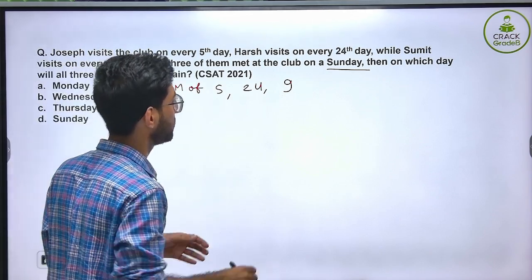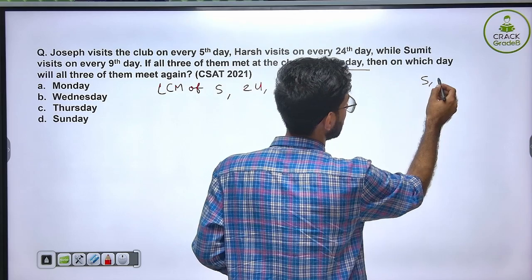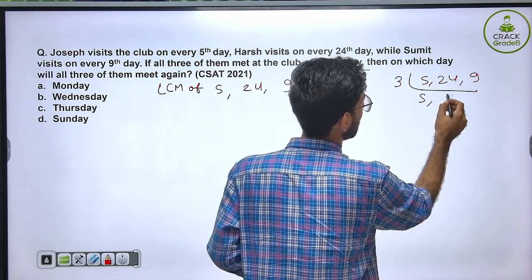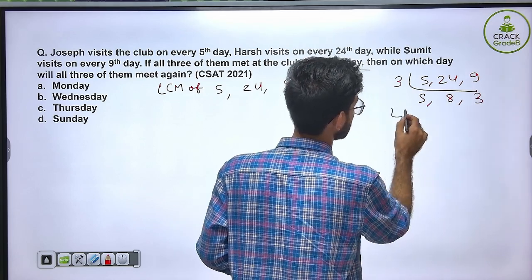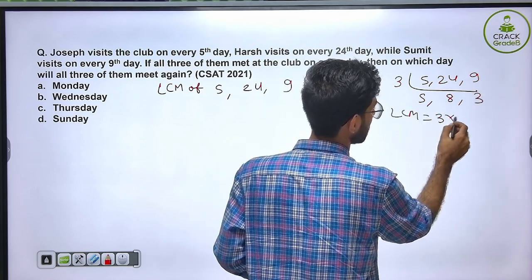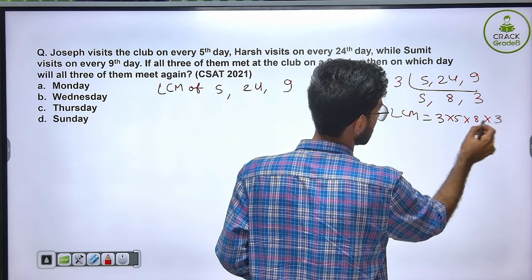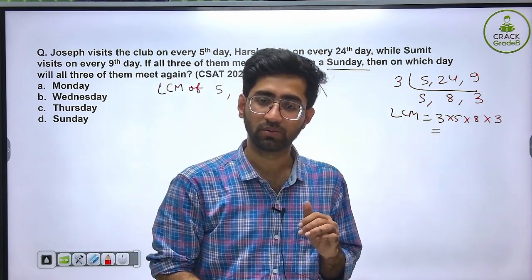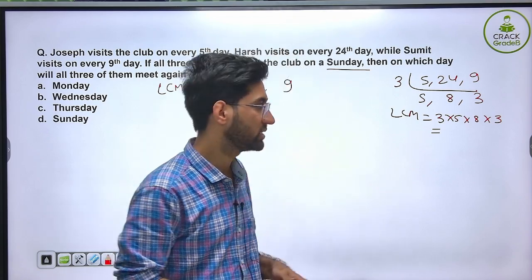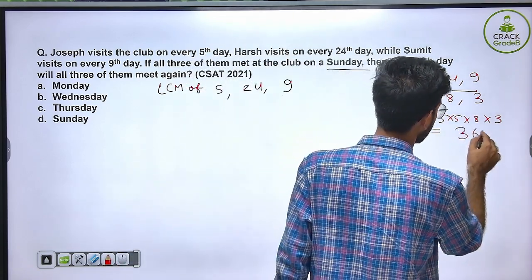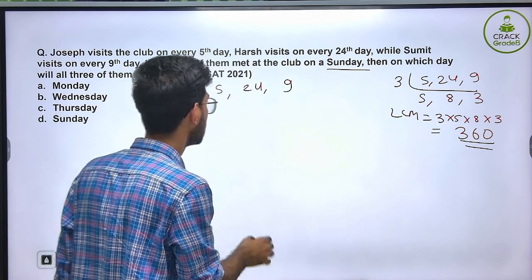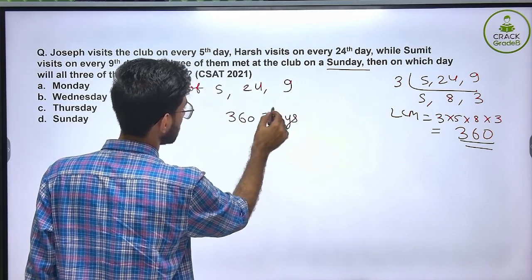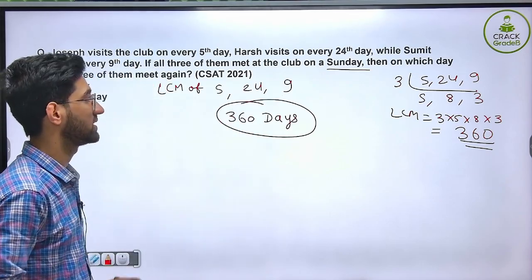Sorry, 9. 5, 24 and 9. So let us find the LCM of 5, 24 and 9. So simple, 3, 5, 8, 3. Right? So what is the LCM? LCM is 3 into 5 into 8 into 3. 3 into 5 is 15. 15 into 8 is 120. 120 into 3 is 360. So basically they will meet after 360 days.